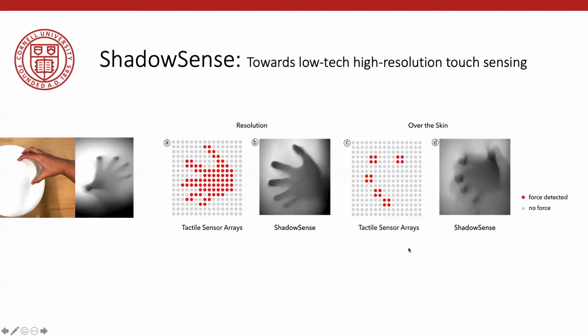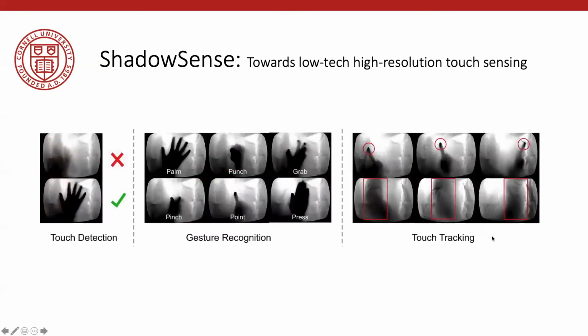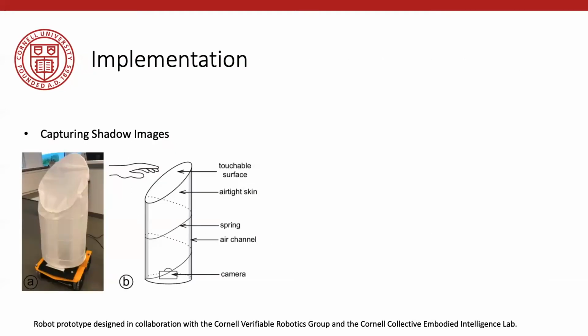It outperforms the traditional sensing arrays by achieving a higher resolution and gaining the ability to detect both on-skin and over-the-skin activities. The core interaction capabilities of ShadowSense include detecting touch activity, classifying touch gestures, and identifying the position of the touch event. A range of gestures with varied scales can be sensed, from detecting a small fingertip touch to a human-sized full-body hug.